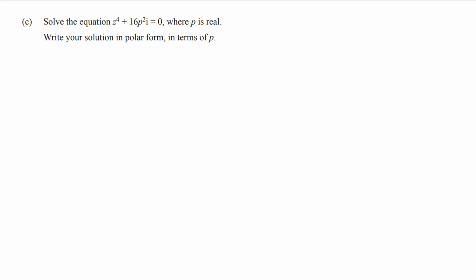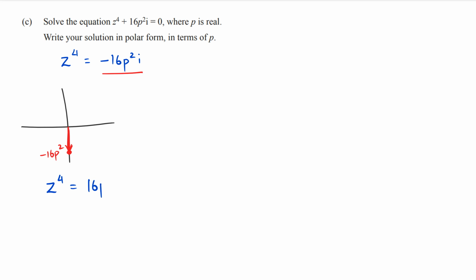All right, so how this works is that our first step is this. Z4 is equal to minus 16 p squared I. We are going to actually plot this complex number. So because it's negative 16 p squared I, it is going to be somewhere here, where that distance is negative 16 p squared. So that's the length of the complex number, the modulus. So we can see that the modulus of Z4 is 16 p squared. Remember that the length is actually a positive length, and we also need the angle.